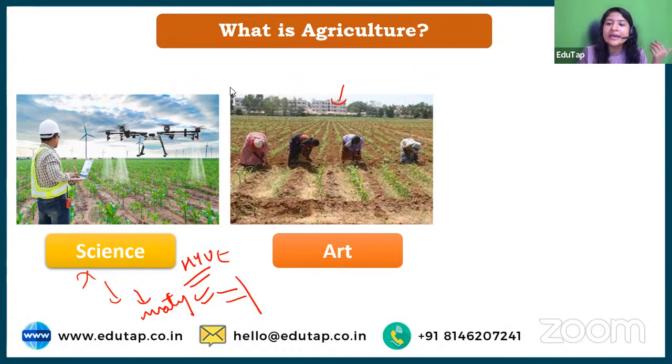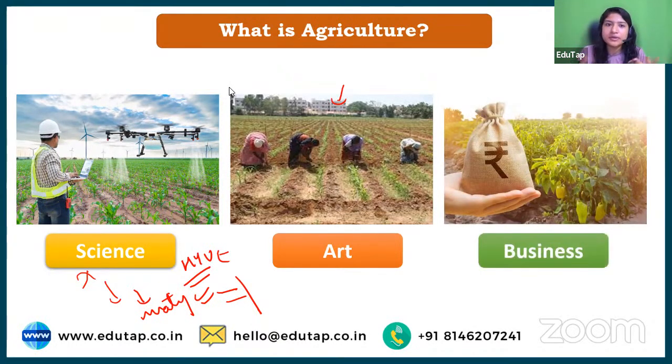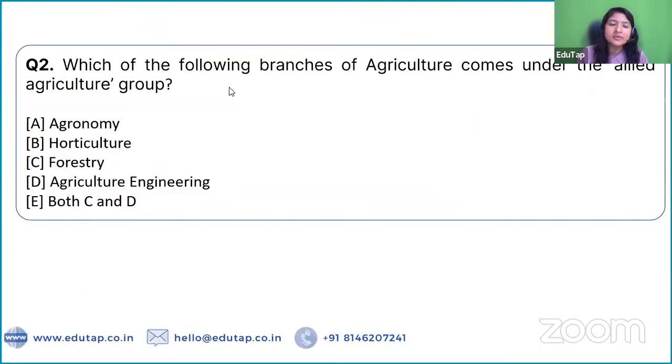And lastly, it is also a business. Of course, why ultimately is a farmer growing crops? Okay, it is to earn money, to do business, right? That is why agriculture is a science also, art also, and a business also. ठीक है, I hope till now everything is clear. Okay, now let's come to the second question, which says, which of the following branches of agriculture comes under the allied agriculture group?